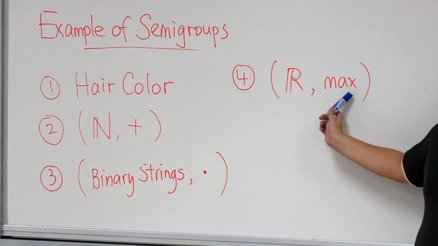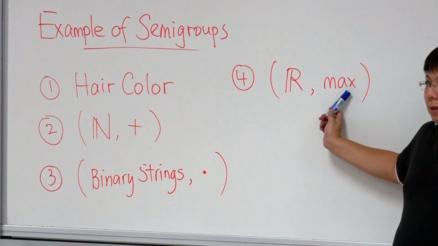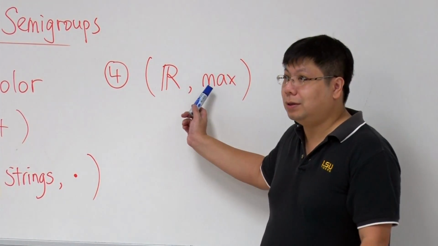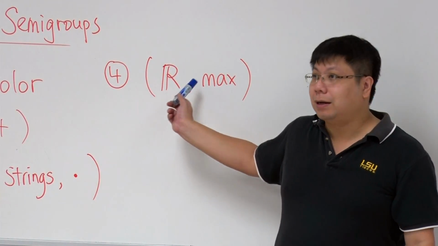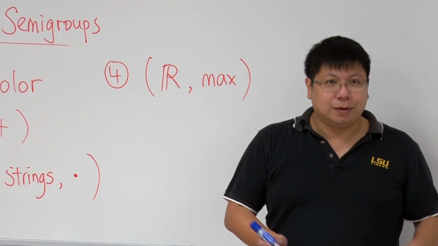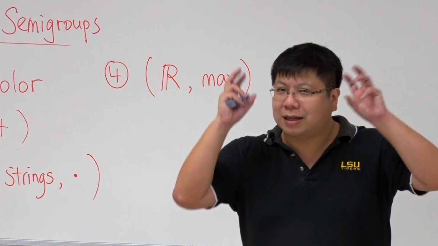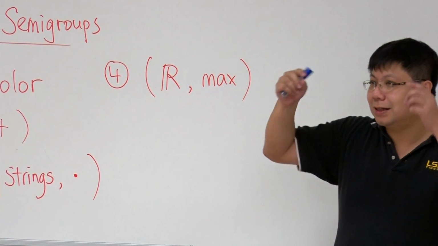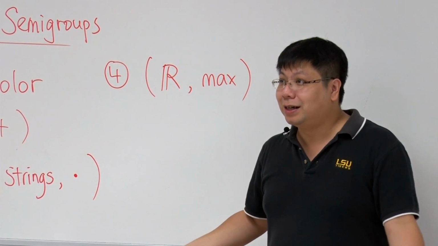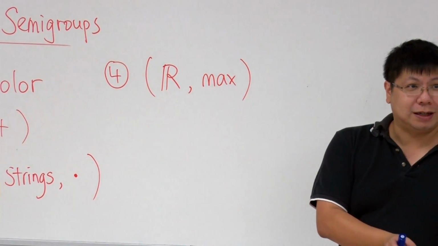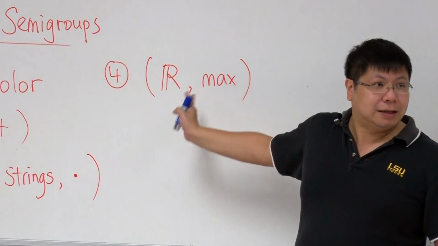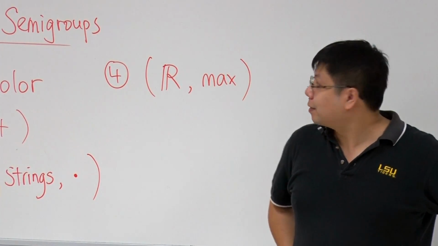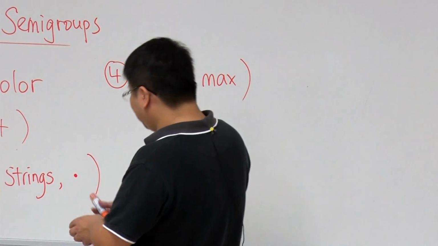How about this one? Do we have an identity? Well, no, it's not there. You can think of, conceptually, minus infinity is something that you want. But minus infinity is a concept. It is not a real number. You cannot find a real number that is called minus infinity. So there is nothing there that makes it work. So there is no identity here. Is that okay?